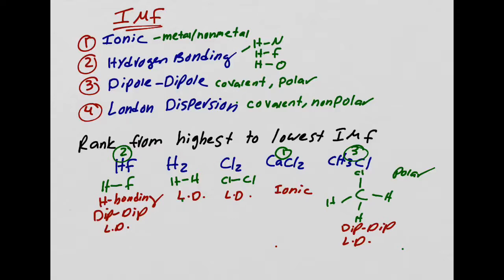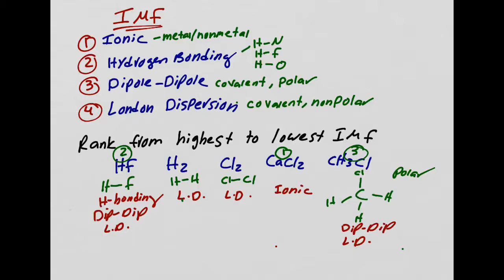They both have London dispersion. What did we say last time? If you have two that both have London dispersion, then which one would have a higher IMF? The one that has more electrons, the one that is larger. When we explain why, if you have more electrons, you're far away from the nucleus, so you have a higher chance of creating a temporary dipole. Cl2, H2, which one has more total number of electrons?